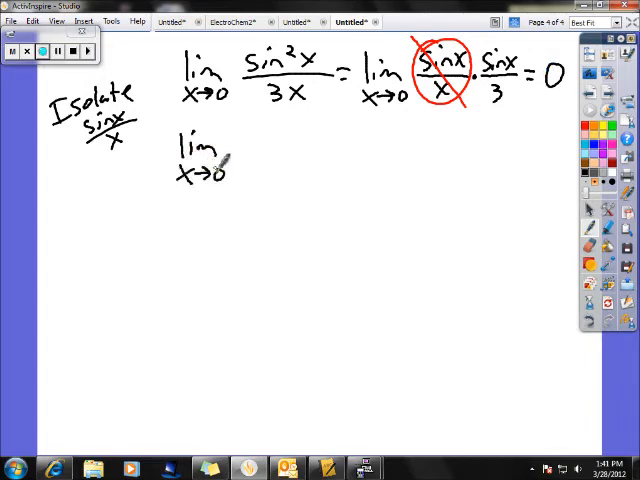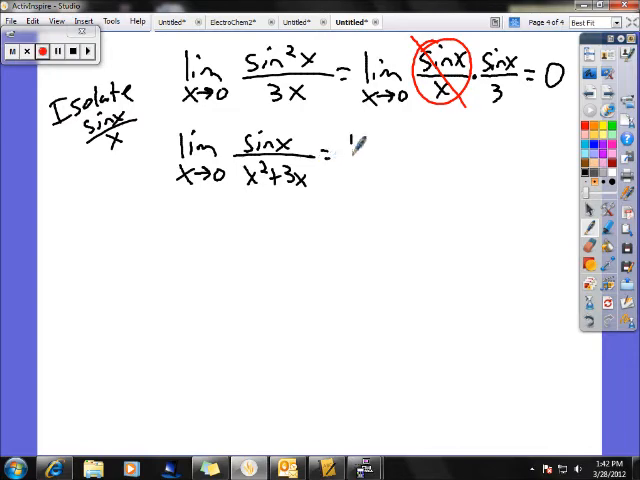Limit as x approaches 0. Notice how x always has to approach 0 for this special case of sine x over x. Let's say it's sine x over x squared plus 3x. How can we get a sine x over x out of that? Yeah, so you factor an x out of the bottom. So you've got to look for stuff like that.